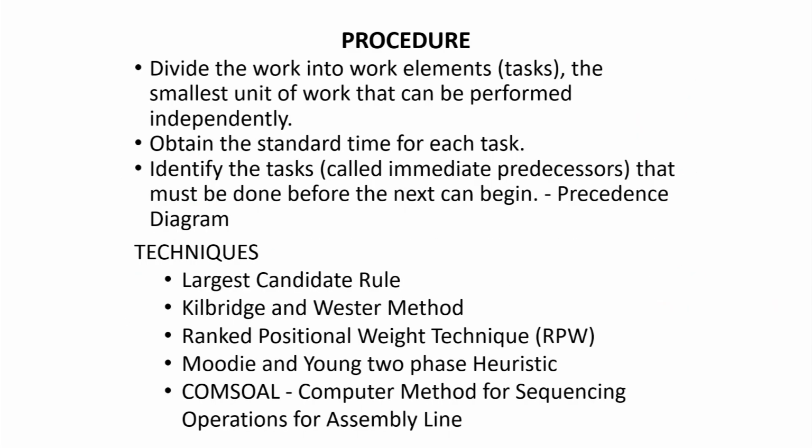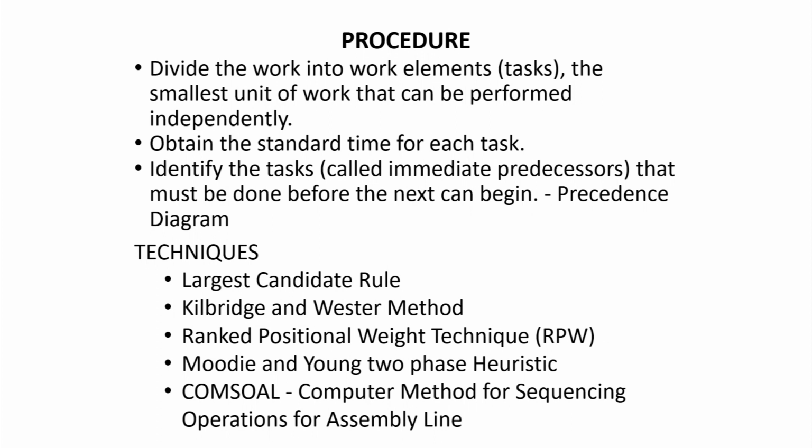Now, coming to the procedure part of it. By now you must have understood what the procedure is going to be. Divide the work into various work elements, tasks, the smallest unit of work that can be performed independently. Like I said, picking the barrel from the table to the hand is a work task which can be performed independently, and it cannot be broken down to a smaller level. Second is to obtain the standard time for each task. With the help of time study, we find out the time required for each of these tasks.